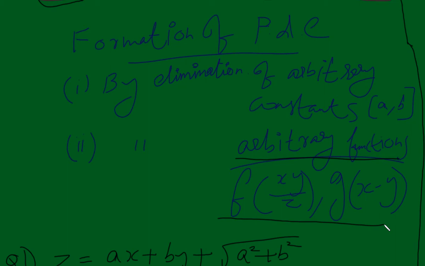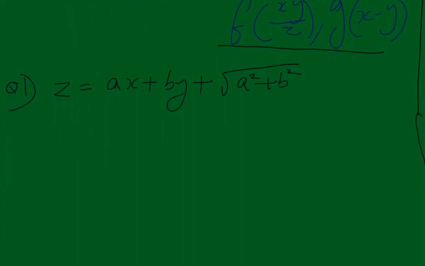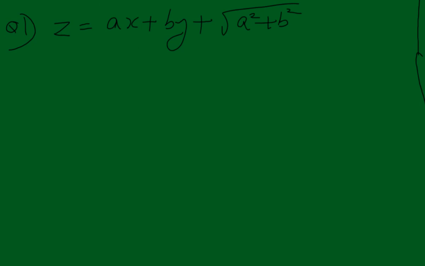In this lecture we will meet four different questions about partial differential equations for eliminating the arbitrary constants such as a and b. Consider this equation, which we call equation number 1. Differentiating equation number 1 partially with respect to x and y.